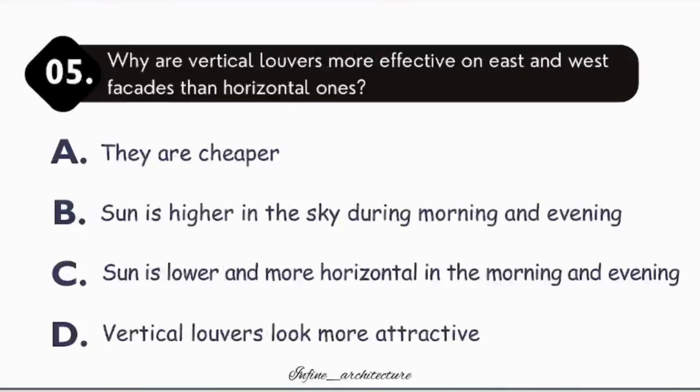Moving on to our next question, why are vertical louvers more effective on east and west facades than horizontal ones? The options are: they are cheaper; sun is higher in the sky during morning and evening; sun is lower and more horizontal in the morning and evening; and option D, vertical louvers look more attractive. So the right answer will be option number C, sun is lower and more horizontal in the morning and evening.